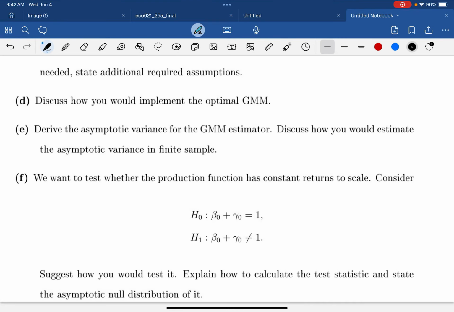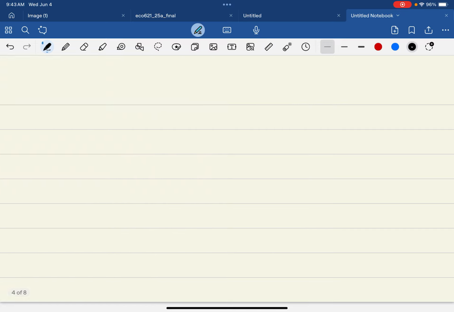Hi, in the previous video, I explained the identification. Now I'm going to show you how to implement the GMM, optimal GMM. Basically, optimal GMM means how to choose the weight matrix W. Okay, I'll explain that. Today, I'm going to use just the standard, non-demeaned method. Here, the demeaned and non-demeaned methods do not make much difference because we don't need to check invariability.